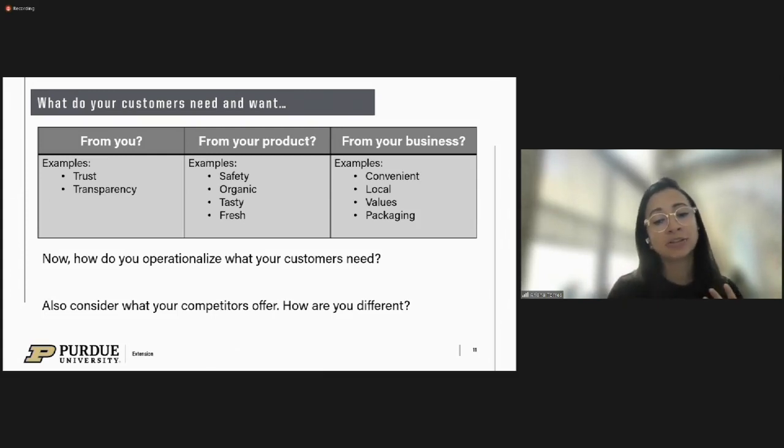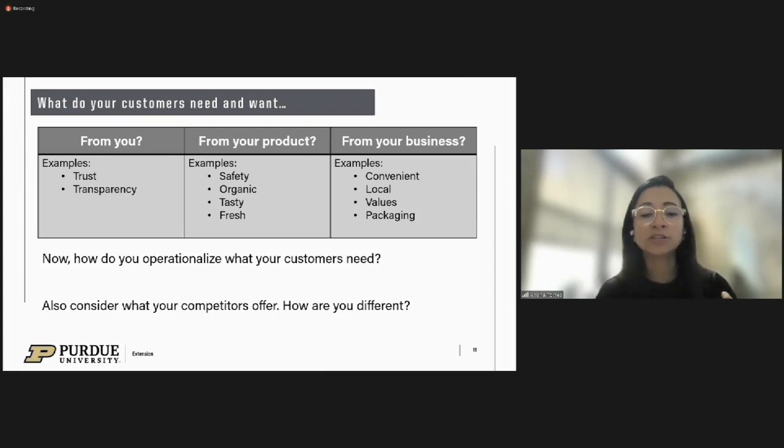But when we're making that into a product, products have very specific attributes. So for example, a lot of researchers have categorized attributes as search attributes, credence attributes, and experience attributes.